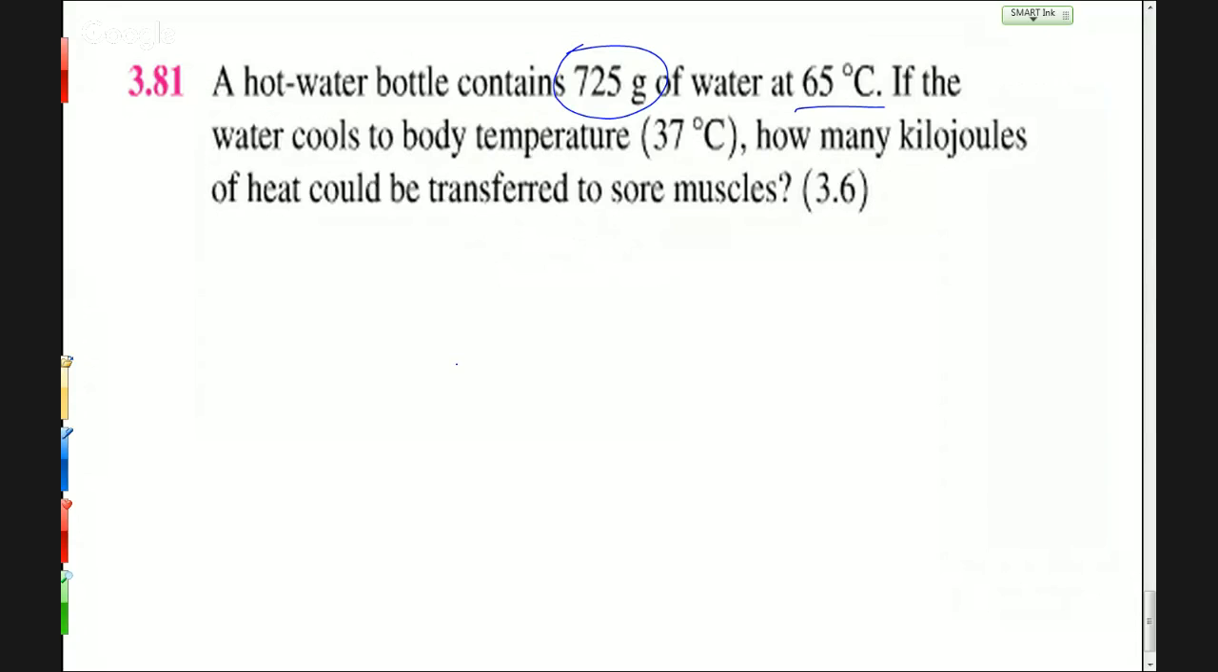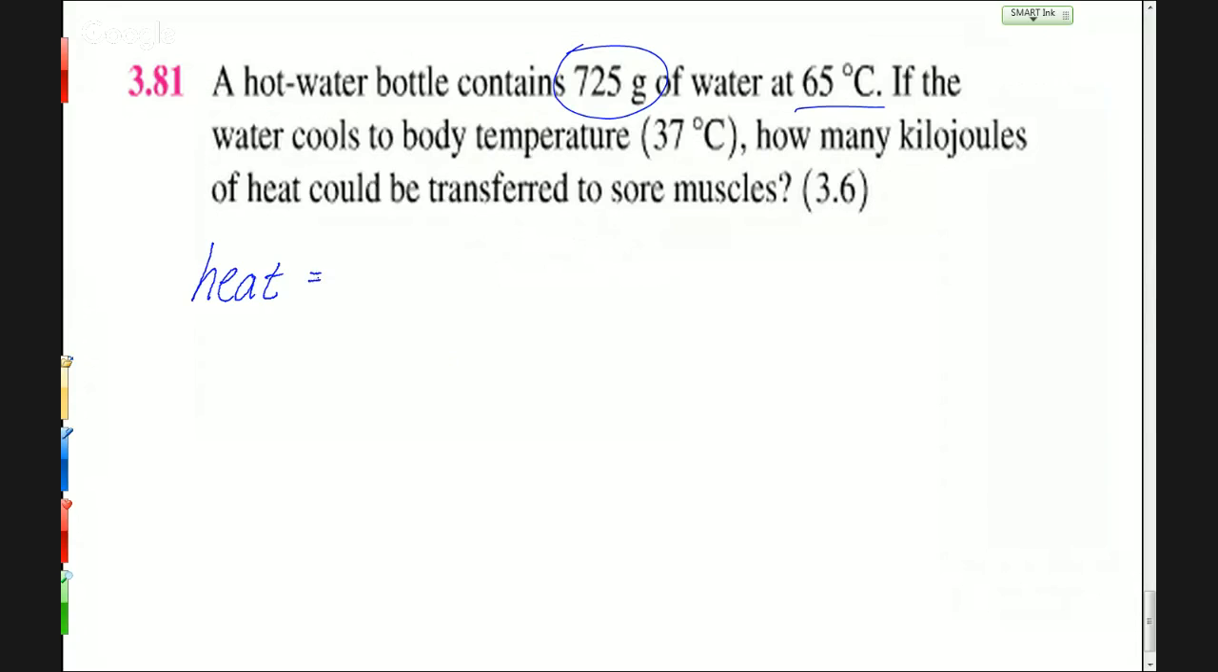Anyway, so in this case, you have 725 grams of water in this thing at 65 degrees C. The water cools to body temperature, 37 degrees C. How many kilojoules of heat could be transferred to sore muscles? So you need to use something called the heat equation, which we haven't gone over, but it looks like this.